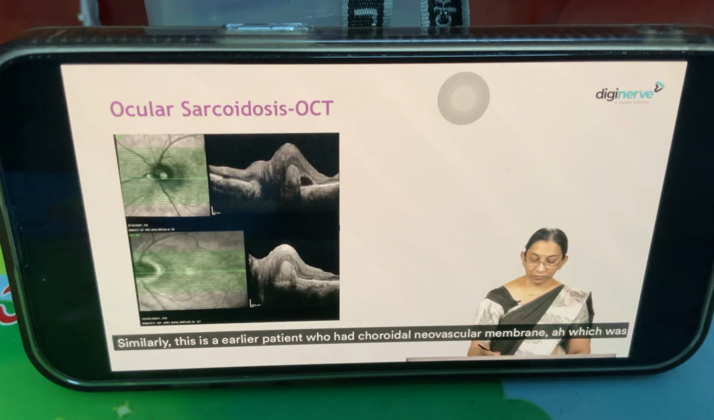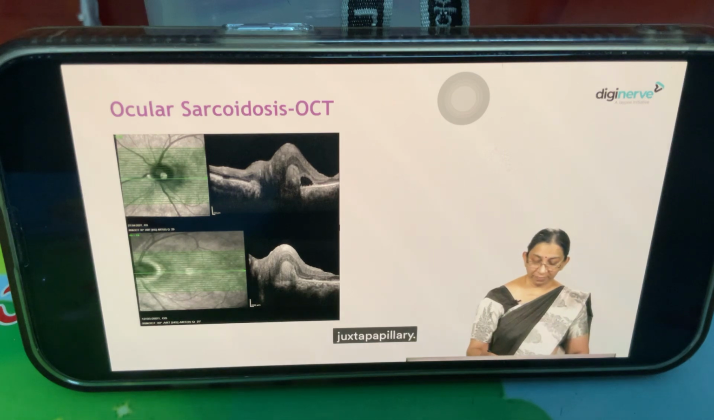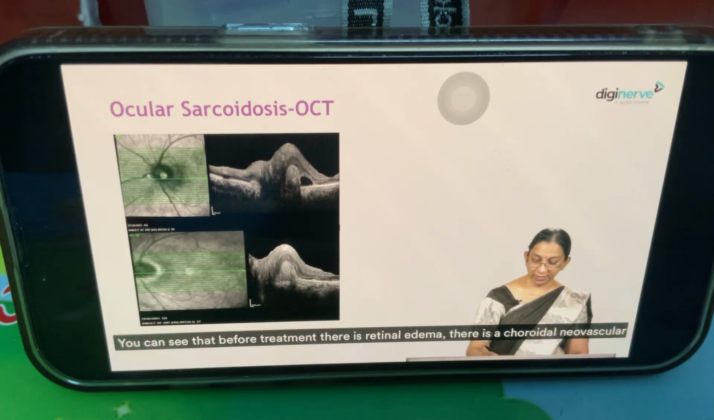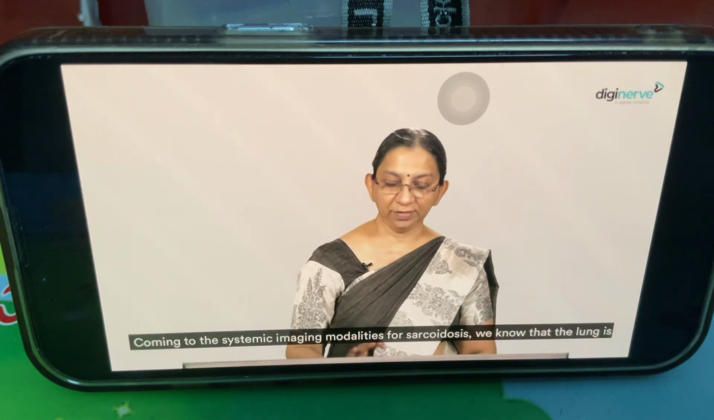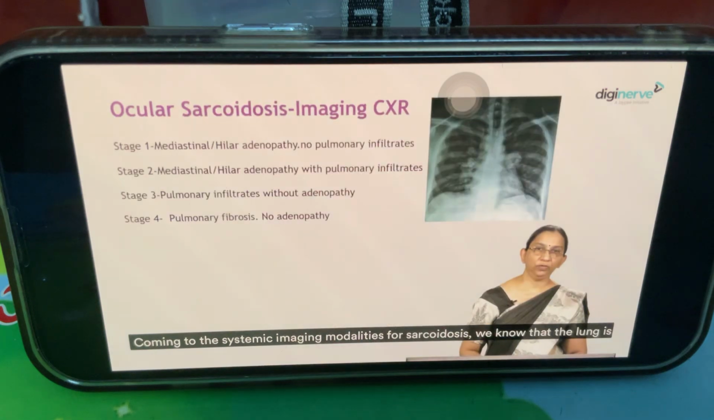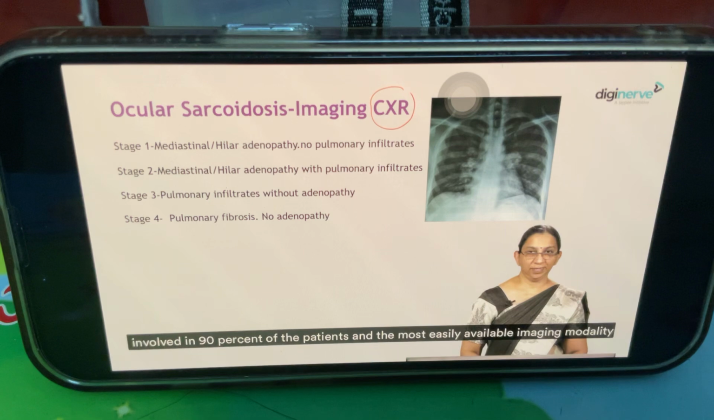Similarly, this is our earlier patient who had choroidal neovascular membrane, which was juxtapapillary. You can see that before treatment, there is retinal edema, there is a choroidal neovascular membrane with the SRF, which after treatment, the retinal edema has decreased and the SRF has resolved. Coming to the systemic imaging modalities for sarcoidosis, we know that the lung is involved in 90% of the patients, and the most easily available imaging modality is chest X-ray.